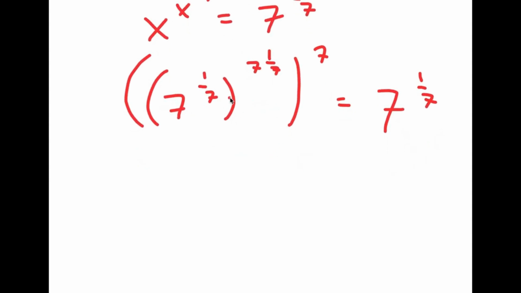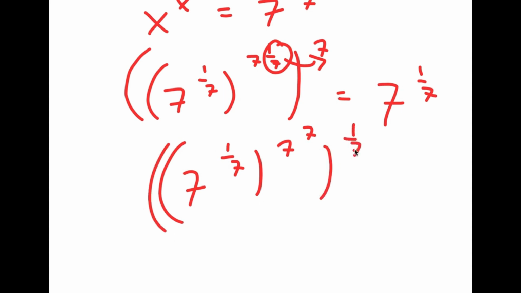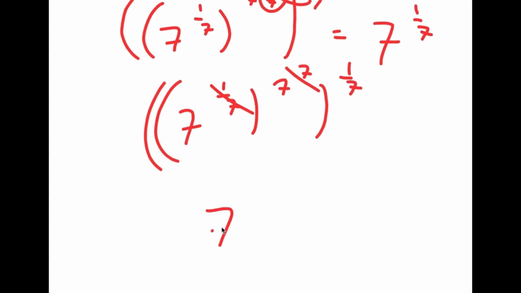And 7 to the power of 1 over 7 to the power of 7 to the power of 1 over 7, well, we can switch these two. So I get 7 to the power of 1 over 7 to the power of 7 to the power of 7 to the power of 1 over 7. And 7 to the power of 1 over 7 to the power of 7 to the power of 7, well, these two cancel out, so I'm simply left with 7 to the power of 1 over 7, which is equal to 7 to the power of 1 over 7.